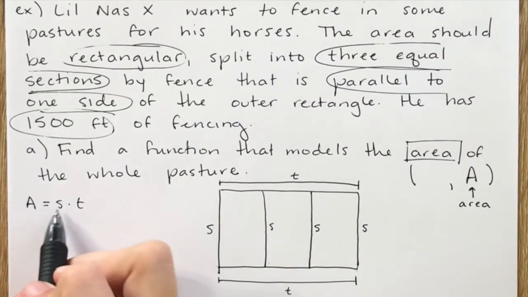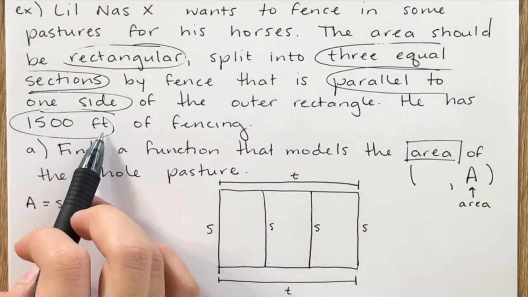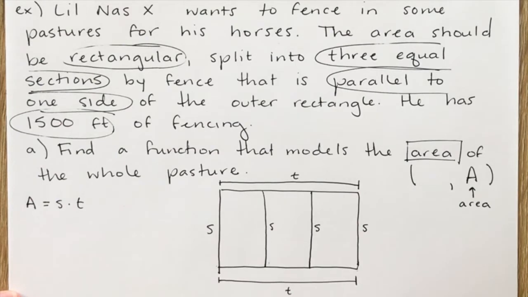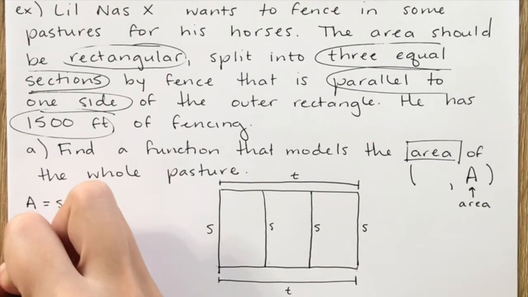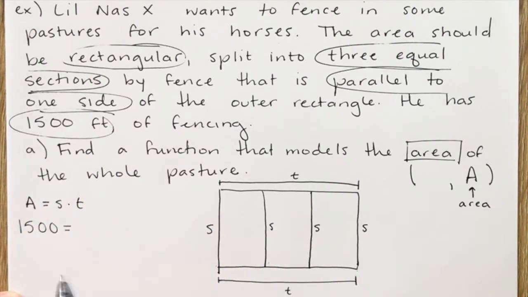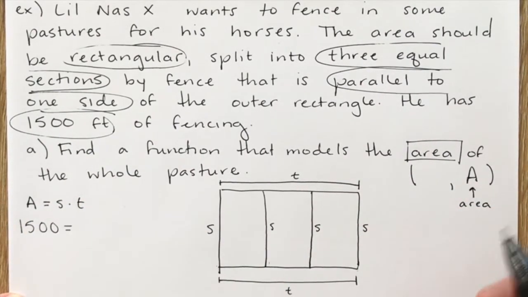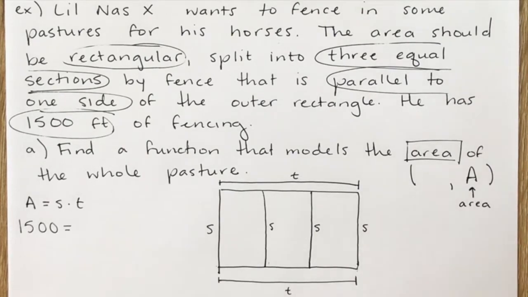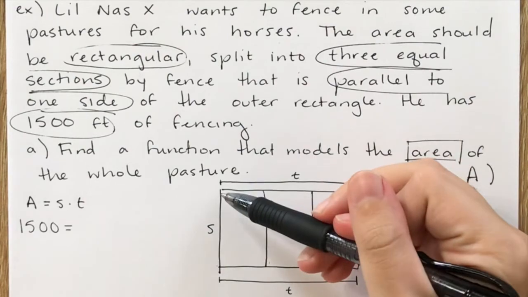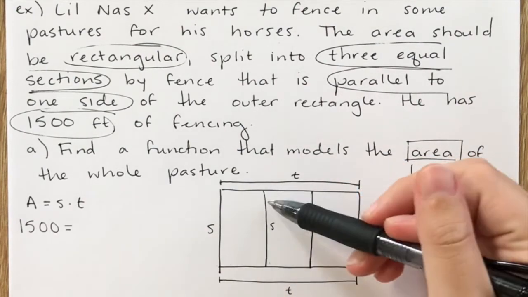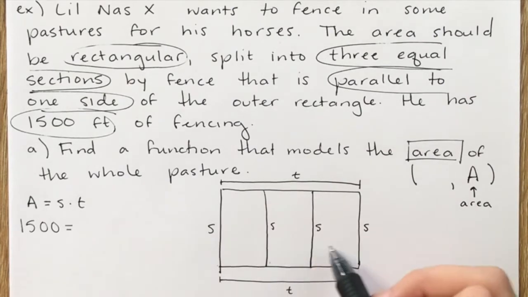So A equals S times T. We know that we have 1,500 feet of fencing total. That's what we used last time. We talked about our total feet of fencing, and then we were able to say that it was X plus Y plus X. Let's do the same thing here. So how many lengths of S do we have? We have S, S, S, S. So S plus S plus S plus S.